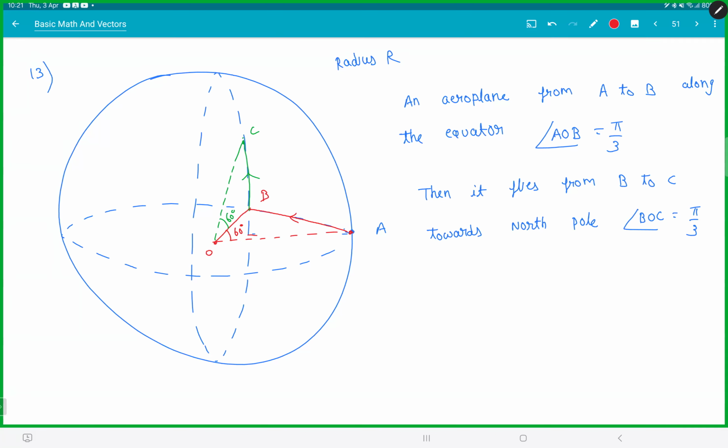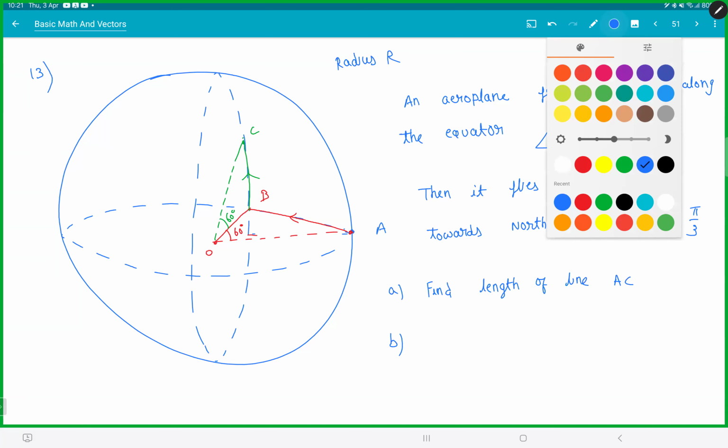You flew from Mumbai to Dubai horizontally, then Dubai to Moscow. So you went horizontally, then you went up 60 degrees and 60 degrees. I think now the diagram is better to understand. I think now it looks more perpendicular. So the first question is, find the length of the line AC. Basically, find the displacement of the aeroplane. That's what we'll do right now. B, I'll give you this as homework.